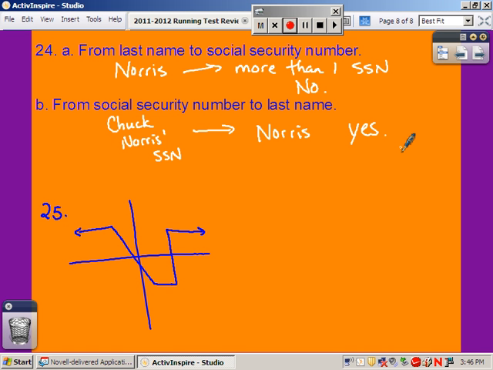Okay, last and not least, number 25 asks you, is this graph a function? Easiest one on the whole paper. You're looking for a vertical line test. Can I draw a vertical line that would touch this graph more than once? And that answer is absolutely. You draw it right here. You see it touches the graph many times. That's not a function.